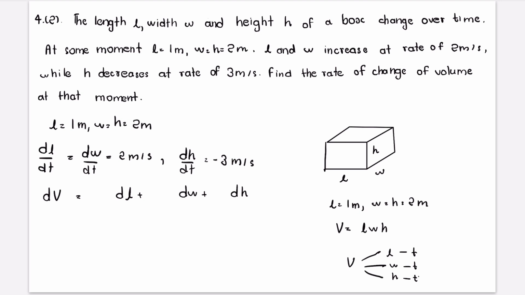L, W and H are changing over time, right? So we will use the double integral: dV by dL, ∂V by ∂W, ∂V by ∂H. We need to find dV by dt, so we just add the dt over time: dt and dt.